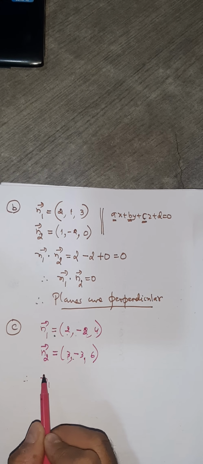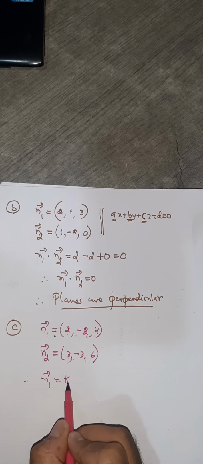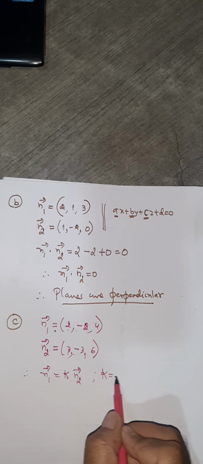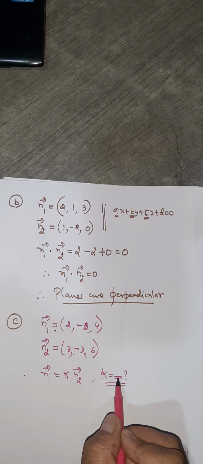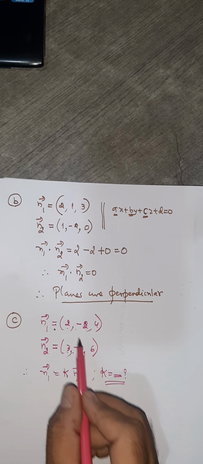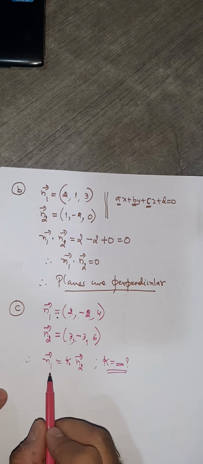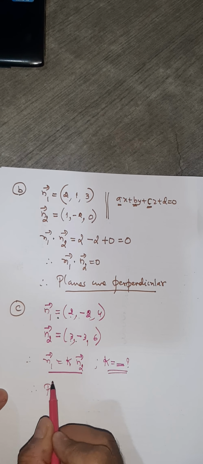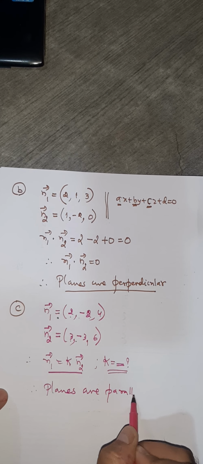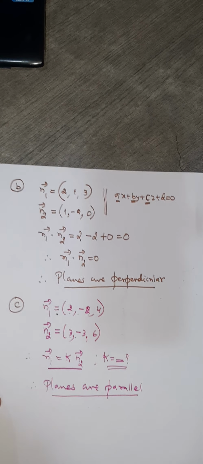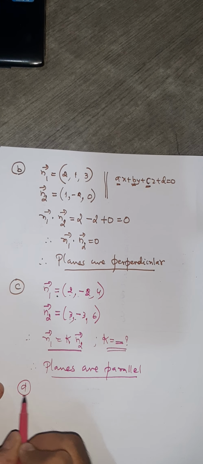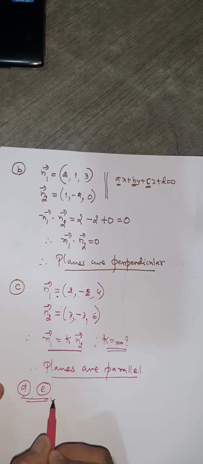You can write here normal equals some constant into the other normal. Now what's the scalar? You try to find it. I leave it for you. This may be positive or negative, that's not important. If you multiply some constant with the second one, you will get the first one. Think for a while, but this is true, remember. And therefore, what's the conclusion? Planes are parallel. Fine. Go to the last two questions the same way. So that's for you. D and E, I leave it to you. The same way you need to do.